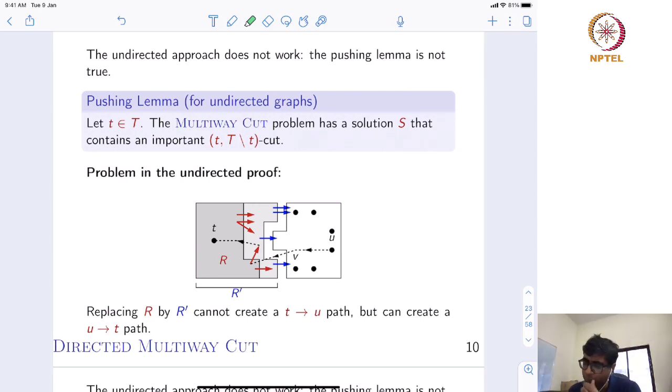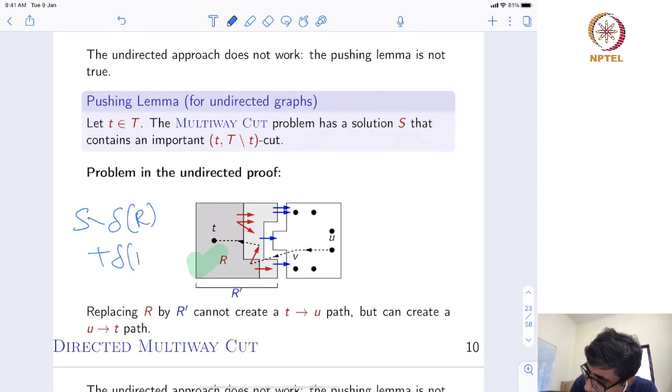Okay, so how did the proof work? You say, look at t minus T, look at all the vertices which are reachable from t, let's call that R. These are reachable vertices. If R is not an important cut, then there is another important cut R prime, so let's extend it. And the way you created a solution is that from S, you deleted delta R and added delta R prime.